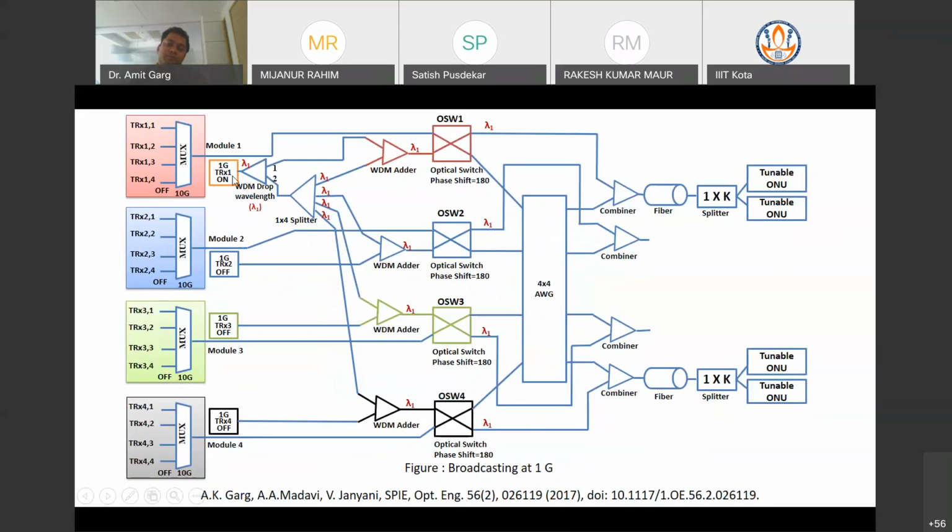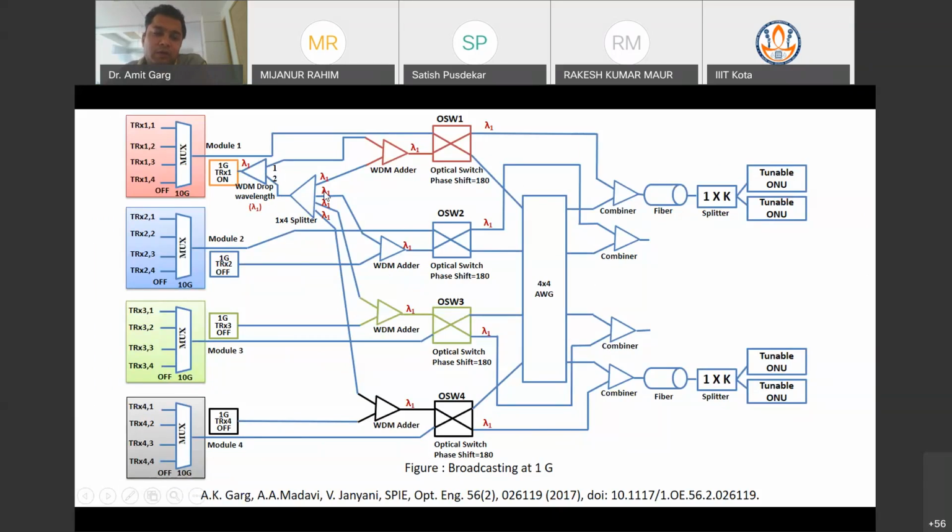Of course, there is some common information that needs to be broadcasted to all the available users in the network. Then what we need to do? We'll just set the drop wavelength of this WDM filter as lambda 1. It means it will drop at this port 2.